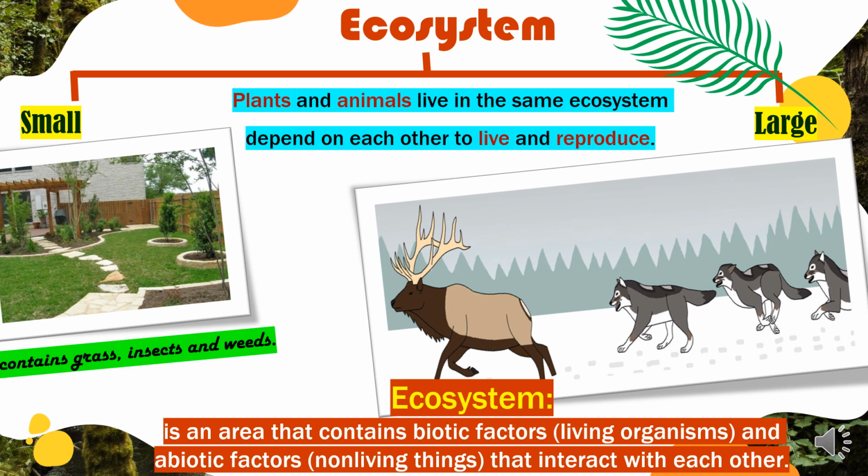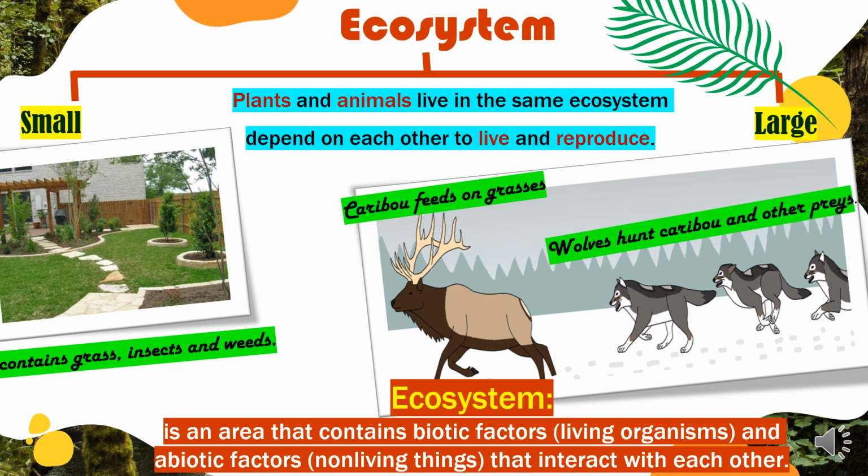Plants and animals live in the same ecosystem and depend on each other to live and reproduce. So let's take one example of this. Caribou feed on grasses, so this animal feeds on this plant. And we have other animals, such as wolves, that hunt caribou and other prey.